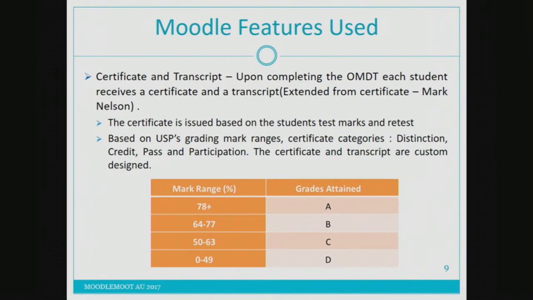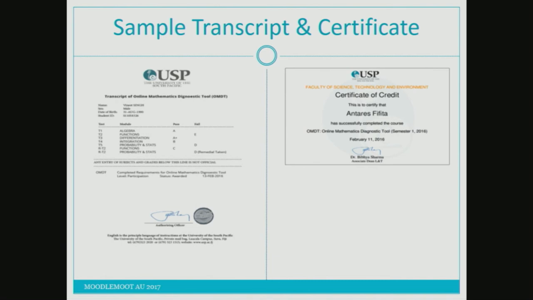Next we have transcript. This is not on Moodle yet. So basically we extended the certificate plugin into a transcript plugin. There are five modules, algebra, and those integration and differentiation. For each module or for each topic, the student can get grades A, B, C, D based on their mark and percentage. So basically we extended that certificate into transcript. So these are sample transcript and certificate.